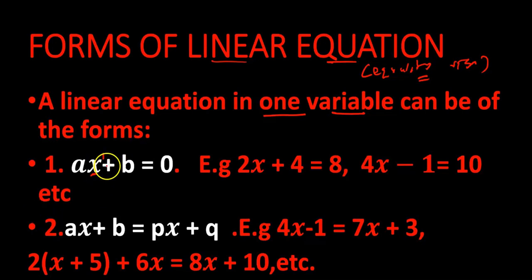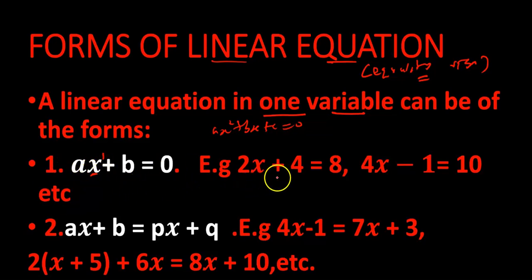If the highest power is 2, it turns into a quadratic equation. We'll talk about that later. A quadratic equation is of the form ax squared plus bx plus c equals 0. That's quadratic, we'll talk about this later. But this is a linear equation.